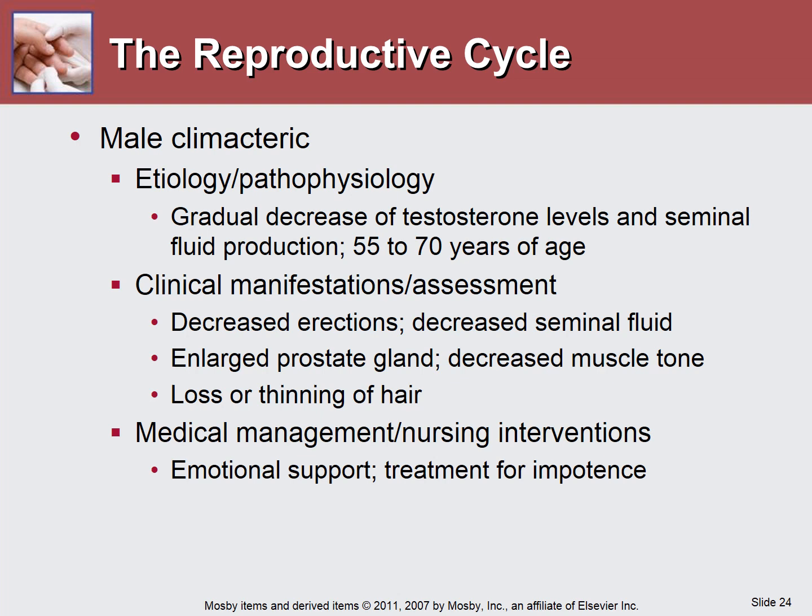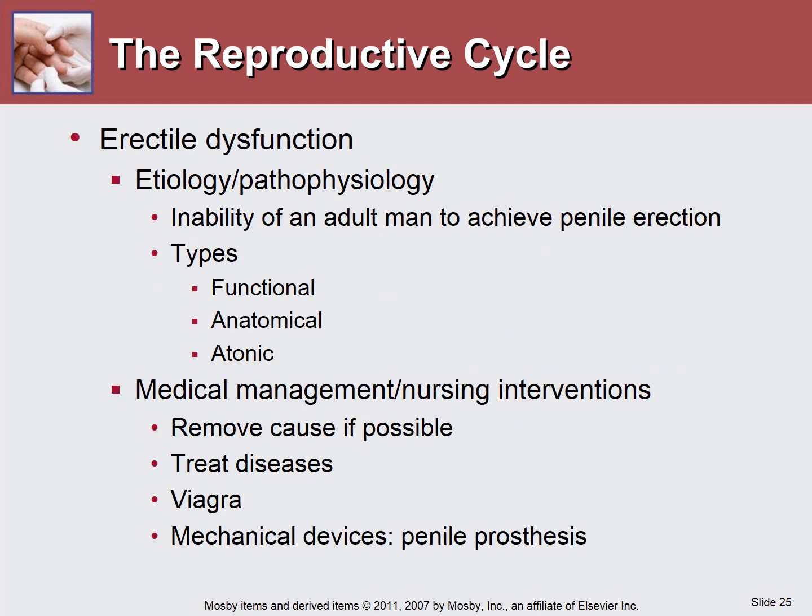Next slide. Erectile dysfunction is the inability of an adult man to achieve penile erection. There are different types: functional, anatomical, atonic. Nonetheless, it turns out to be the same. So the medical management and nursing intervention requires removal of the cause if it's possible. Treat the disease, Viagra, or sometimes mechanical devices, penile prostheses.